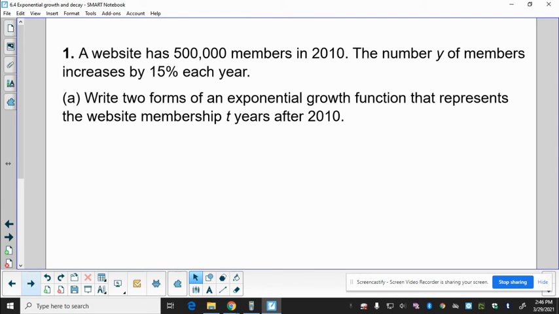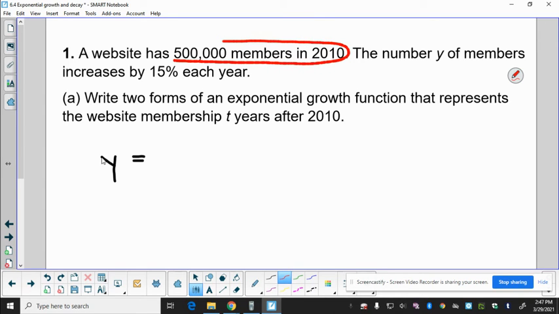Let's read this. The website has 500,000 members in 2010. The number of members increases by 15% each year. Right? Two forms of this situation. Okay, here we go. Okay, what's my initial amount? I'm starting with 500,000 people. That's going to go right here.